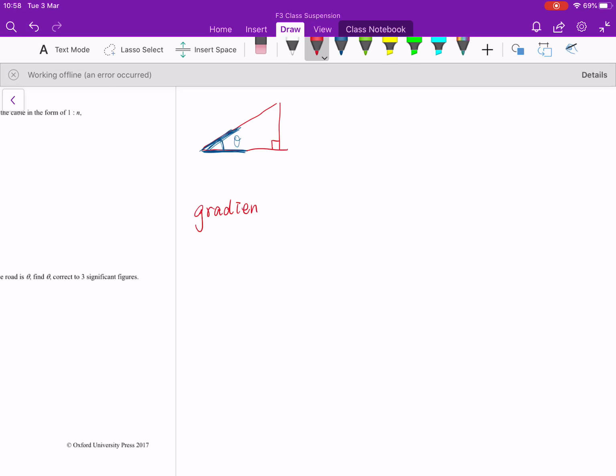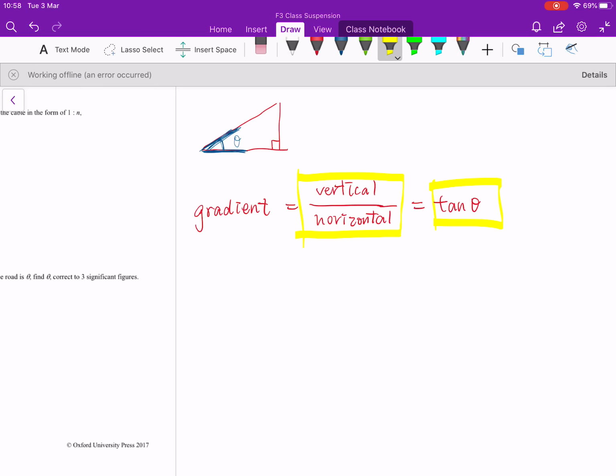Gradient is given by, as what you learned before, vertical distance divided by horizontal distance. And actually we have another way to calculate gradient, which equals tangent theta. So we have the first way to calculate gradient and the second way to calculate gradient, depending on what we have in the question. Why are they the same?